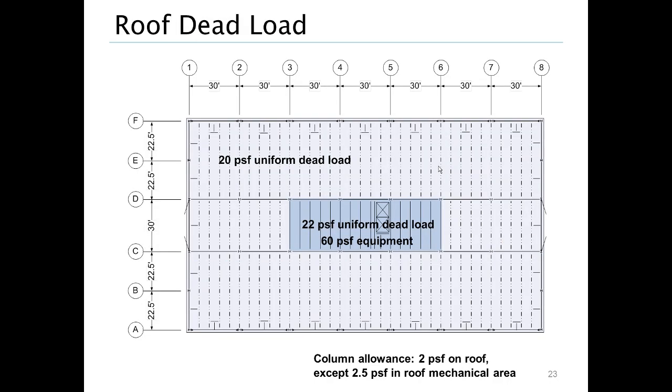Let's talk about the dead loads we'll assume for doing our calculations. At the roof level, the structural dead load, 20 pounds per square foot. Uniform dead load allowance, 2 pounds per square foot column allowance there at the roof level, except in the mechanical area, bumping it up to 22 pounds per square foot uniform dead load and 2.5 PSF for columns in the mechanical area. In the mechanical area, let's assume we've got 60 pounds per square foot allowance for equipment. I'm going to take that as something where I know my equipment weight fairly well, so I'm going to treat that as dead load in the calculations here.